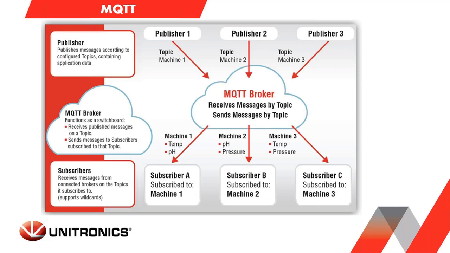MQTT, or Message Queuing Telemetry Transport, works off of a publish-subscribe structure, with information disseminating from the publisher down to the subscribers through a broker over a TCP/IP connection. So a publisher is sending messages according to topics to a specific broker. The broker itself acts as a switchboard, accepting messages from publishers on specific topics and sending them to the subscribers of those topics. This is a common protocol for communicating with SCADA systems, as well as IoT devices.